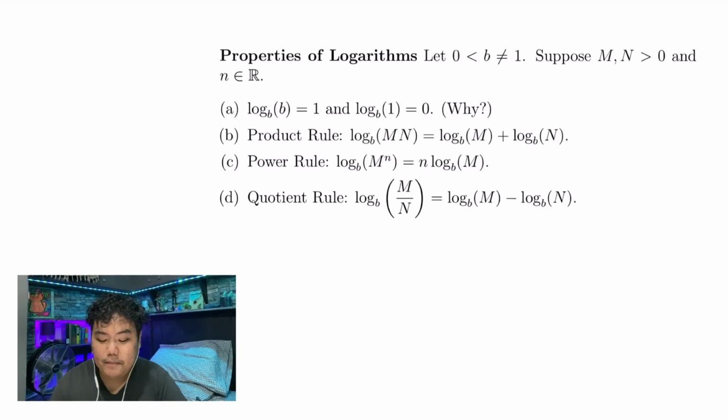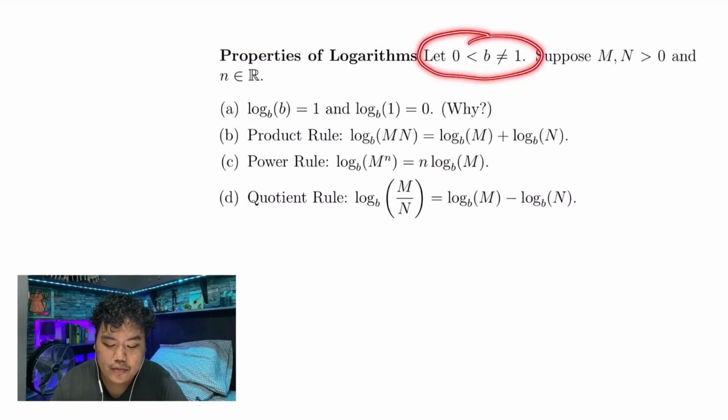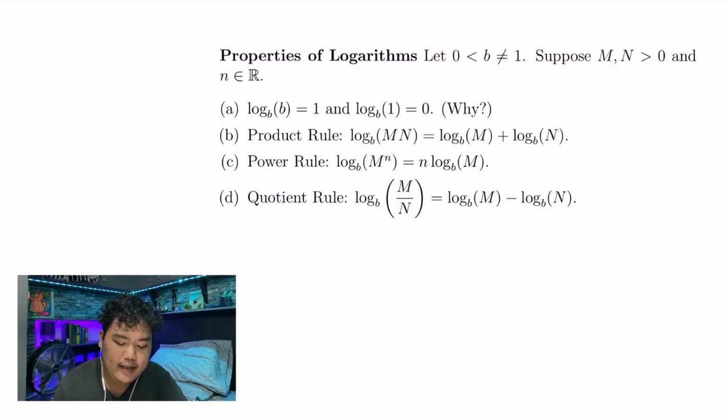Again, our base must be greater than 0 and not equal to 1. So I write it this way as shorthand notation. Suppose we have two positive numbers, capital M, capital N, and a real number, small n. So, log base b of b is 1 because b raised to 1 is b. That is the first property. When the base and the argument are the same, the answer is 1. And log base b of 1 is 0 because b raised to 0 is 1.